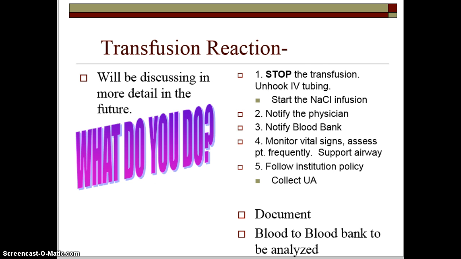If they have a reaction, we want to make sure we stop that transfusion, but do not throw it away. Do not take the IV out. Simply unhook it at the site where the IV is going into the patient and run just 0.9 normal saline in at that time to maintain your IV, maintain your blood pressure. Call the doctor, get the blood bank, stay with the patient and monitor vital signs and airway, and then follow your policy as far as making out an incident report, collecting a UA to be sent down, and document all of the things that you did when that reaction happened.